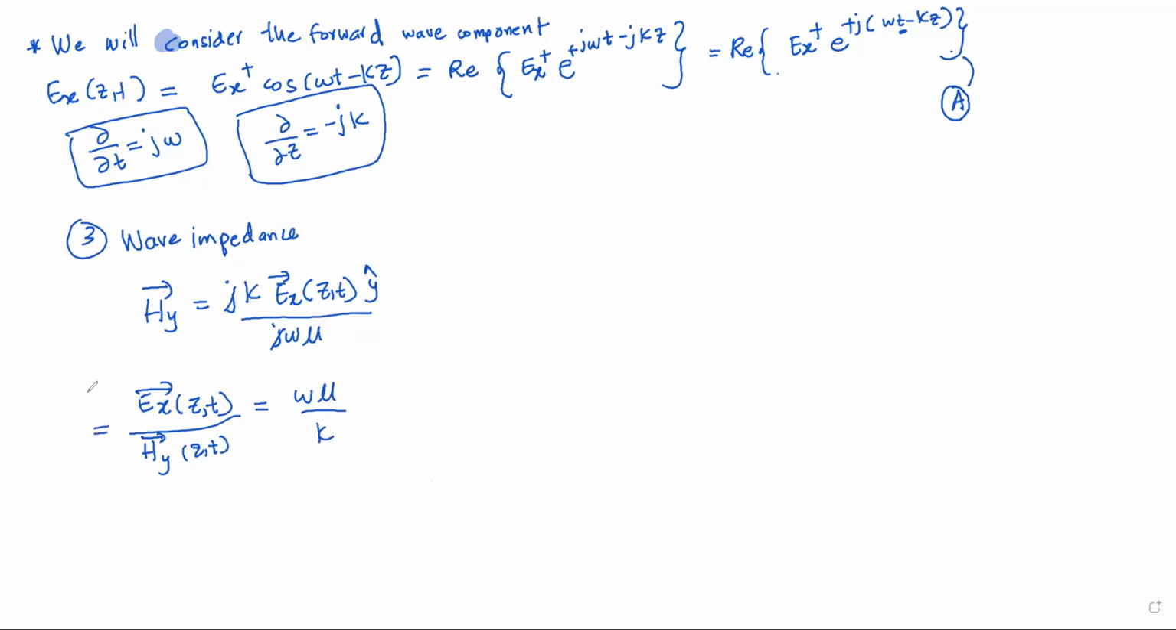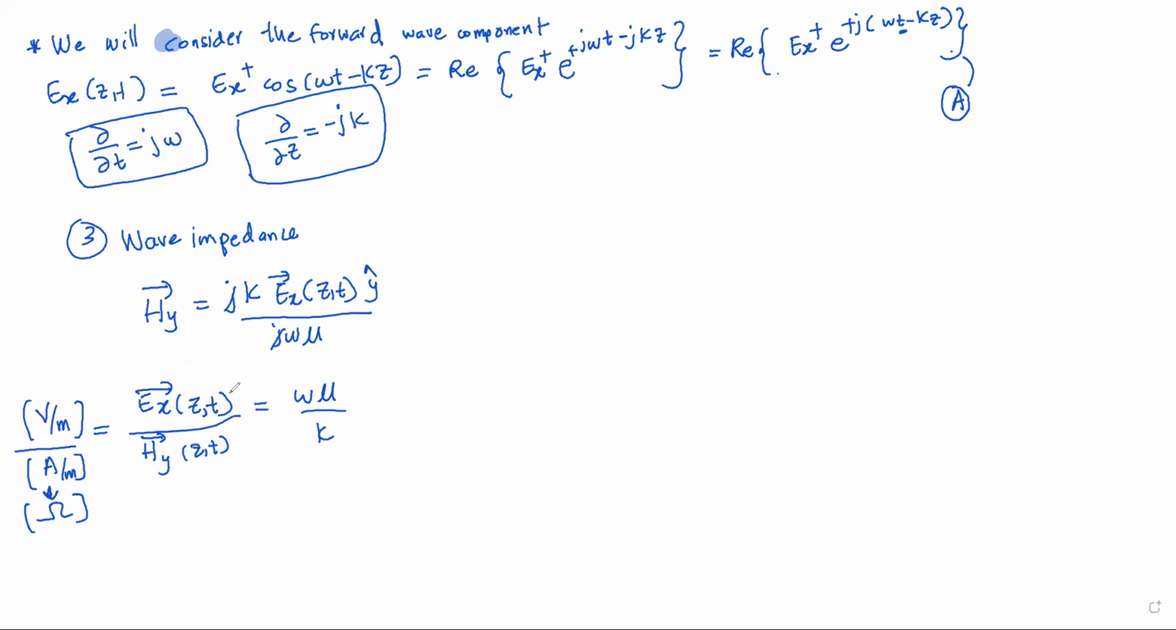We know from our previous lessons that the electric field has the units of volts per meter, and the magnetic field has the units of amperes per meter. So once we take the ratio between volts per ampere, we have the units of ohms, right? Resistance. So the ratio of the electric to magnetic field components gives us a resistance value.